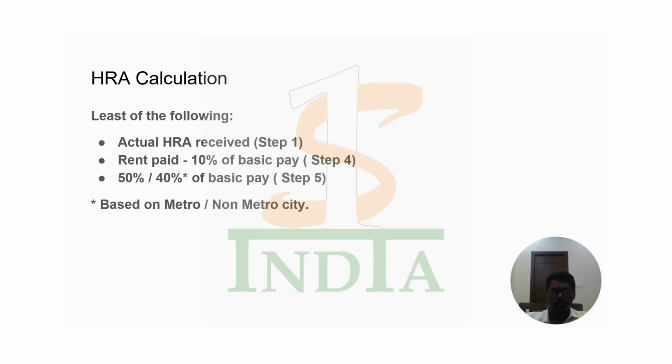So what is this 50% or 40%? It is 50% in case you are living in a metro city, and 40% in case you are living in a non-metro city. The exemption amount you will enjoy is the least of these 3. It is the amount which will be reduced from your house rent allowance, and the balance is going to be taxable.